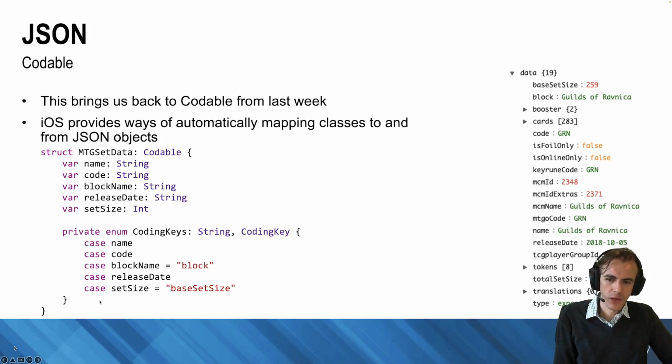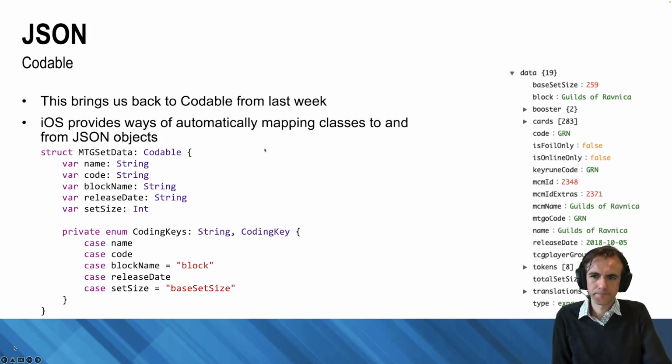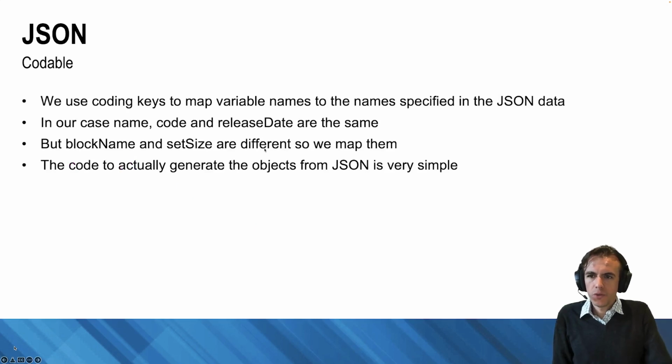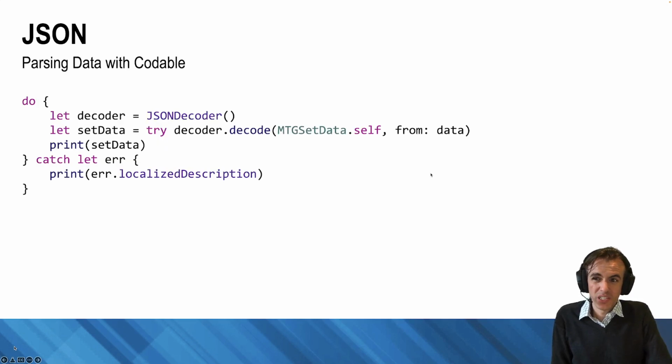And we have the same thing here for something we're calling set size, but in the JSON it's called base set size. And you'll see in the lab class we'll go into some other examples of what we can do in terms of customizing the use of Codable. Assuming we've done Codable here, we've got our coding keys to map variable names. Once we've done this, generating objects from JSON is actually really simple.